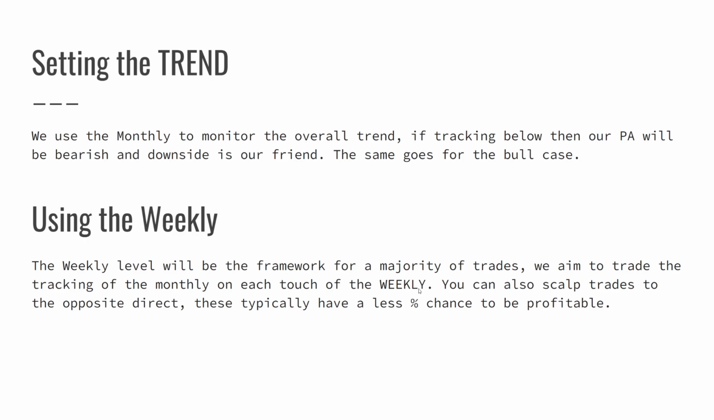You can also use scalp trades using the daily and going the opposite direction to the upside if you have to, but these are going to be less likely to be profitable. So the goal is to create a more profitable percent chance on each time you're entering a trade. However, you can use the strategy to the upside or going against the overall trend to still make money and get more trades if you want, but the percent chance of winning is always going to be lower when you're trading opposite to the monthly.